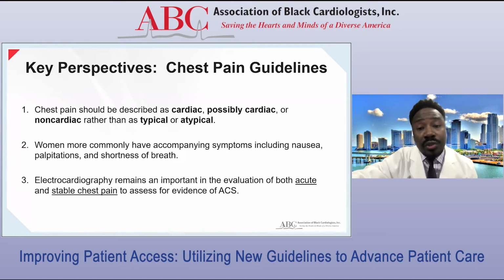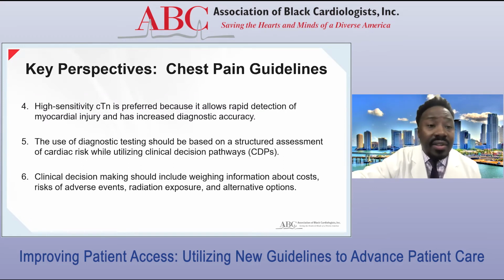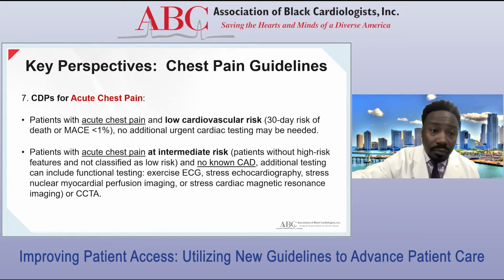Electrocardiography remains an important tool in the evaluation of stable and acute chest pain for the identification of ACS. As it pertains to troponins, high sensitivity troponin is preferred because it allows for the rapid detection of myocardial injury and has increased diagnostic accuracy. The use of diagnostic testing should also be based on structured assessment of cardiac risk while utilizing clinical decision pathways. We'll discuss these pathways in the upcoming slides. Clinical decision-making should also include the weighing of information about cost, risk of adverse events, radiation exposure, and alternative options.